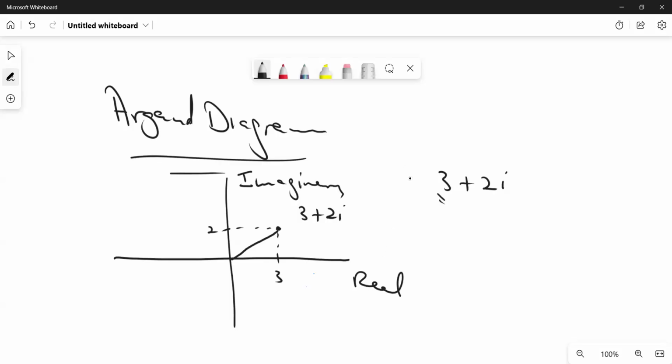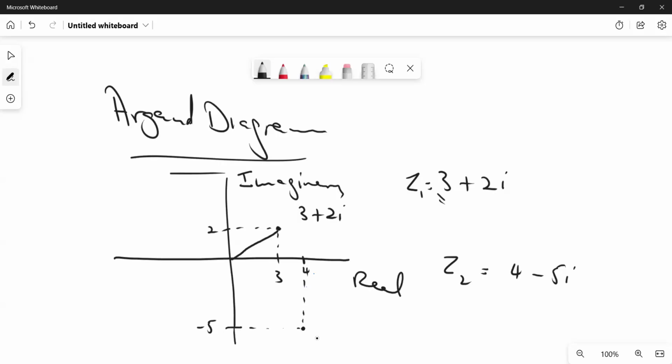So if you have another one, let's call this Z1, and let's call Z2, it's 4 minus 5i. Okay, so you go with 4, let's say 4 is here, right? And minus 5 is somewhere here, right?